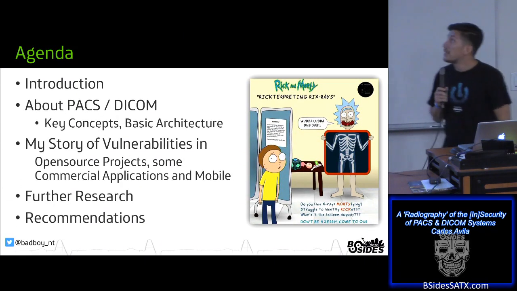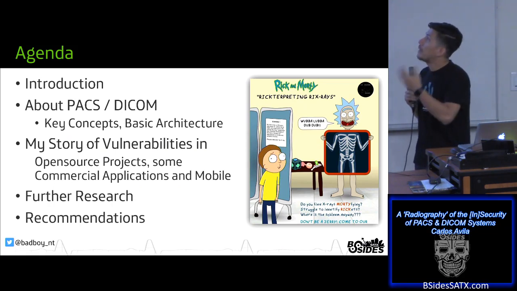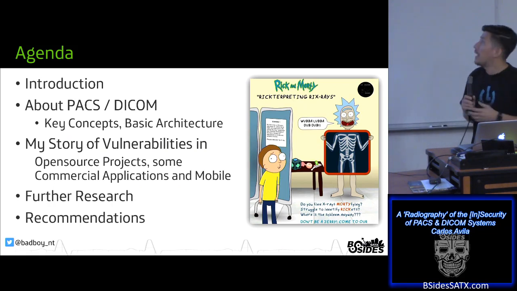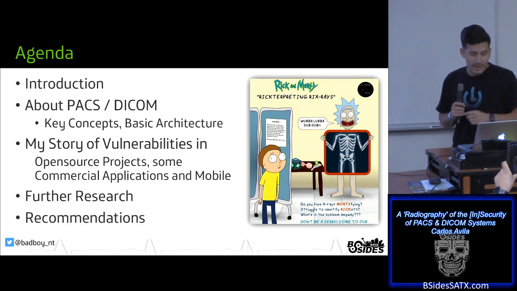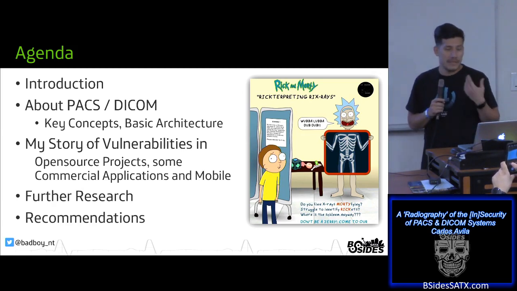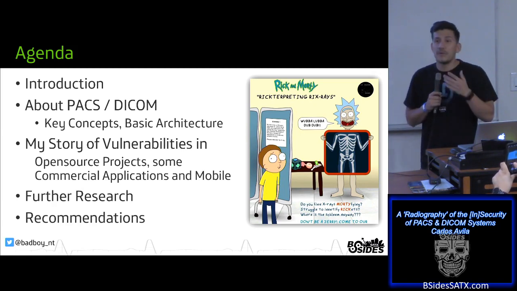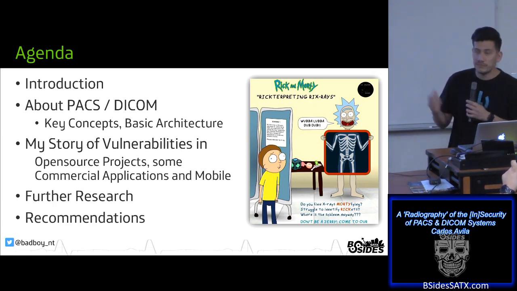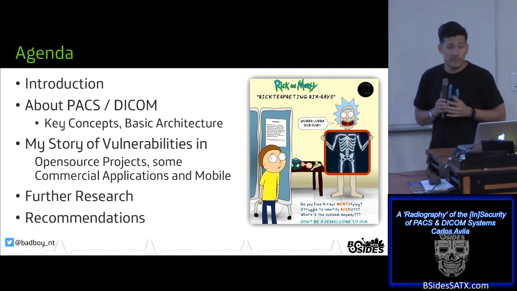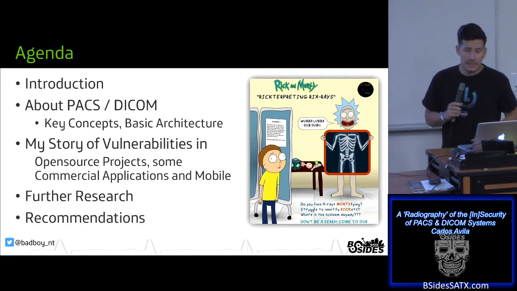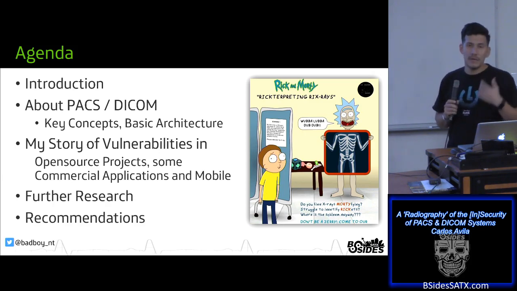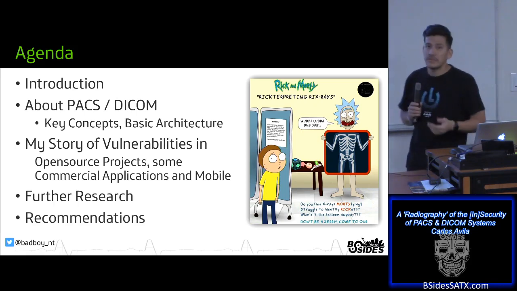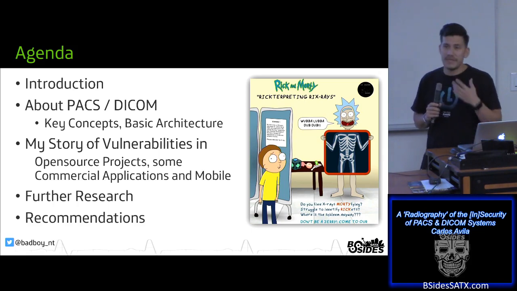Okay, this will be the agenda. We will review a quick introduction about PACS and its interaction with the DICOM protocol. I'll talk about some key concepts and a basic scheme of the architecture. The idea of the talk is not to see in detail how DICOM or PACS works, but to review in a general way how they work and, above all, to focus on the vulnerabilities that I have discovered in different scenarios. After that, I'll talk about topics for future research, other ideas in mind that I or you could develop after this talk. Finally, recommendations based on my experience, and conclusions.